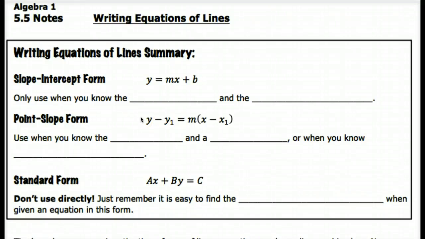All right, Algebra 1, 5.5 notes, writing equations of lines. So, you're writing equations of lines, summary. Slope-intercept form, y equals mx plus b. You're only going to use it when you know the m and the b, because if you don't know those two, then you're out of luck. Because y always equals 2, remember that.